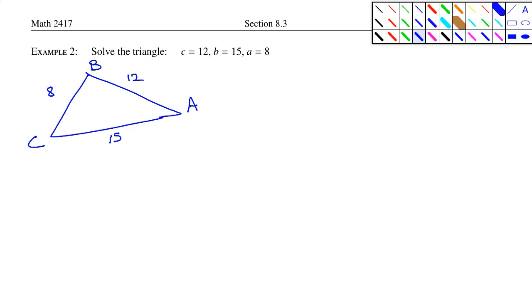Now, what are we missing here? We're missing all three of the angles. Based on our previous discussion, the law of sines and the sine function would not tell us if the angle is acute or obtuse. However, the cosine function will tell us that. So what we want to do is use the law of cosines, and we want to go for the largest angle.